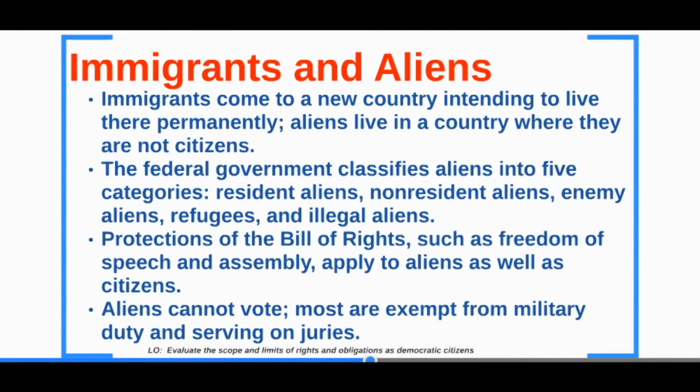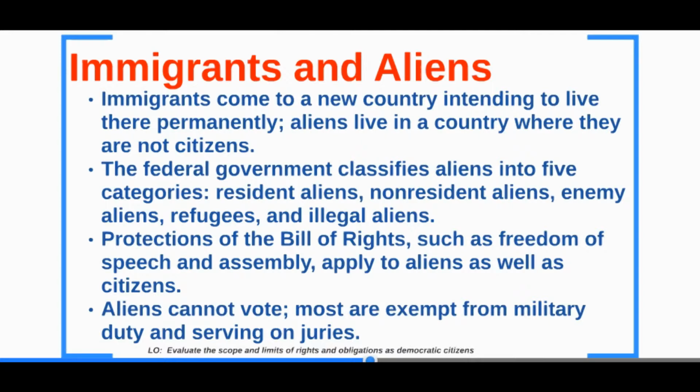Immigrants and Aliens. Immigrants come to a new country intending to live there permanently. Aliens live in a country where they are not citizens. So to understand this difference, an immigrant has an intent when they move to make a permanent move. An alien has no intent of being there permanently. They simply live in a country where they're not citizens. Now, they could be there permanently, but in most cases, they're just living there where they're not citizens.